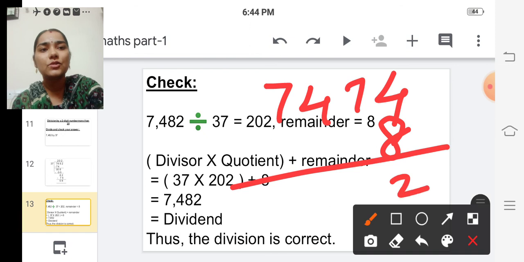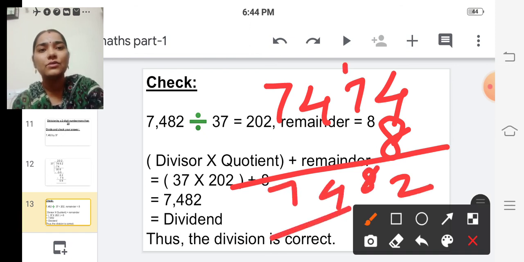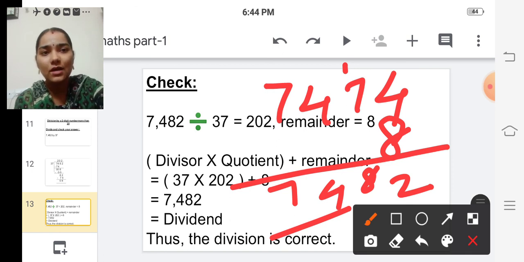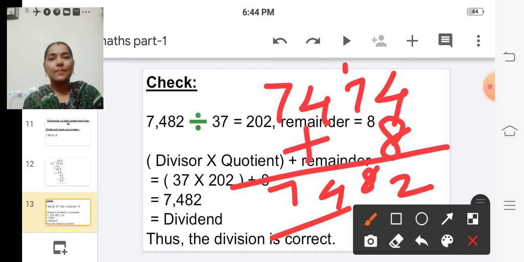8 plus 4 is 12, isn't it? 7,482. So we are getting the dividend, isn't it? 7,482. So our answer is correct. Okay, our answer is correct. Is it clear, children? Have you all understood? Yes. How to divide and how to check the answer.